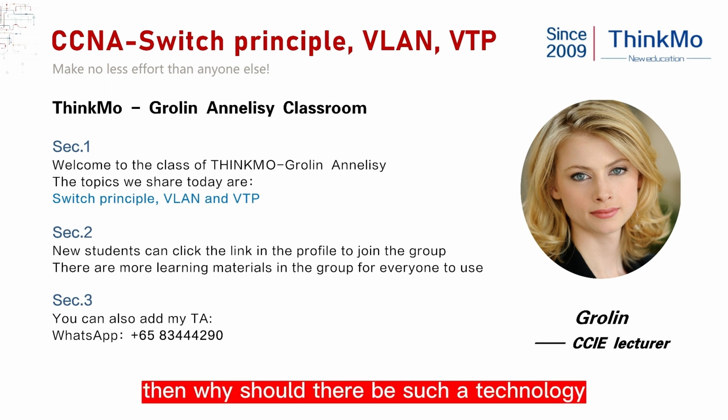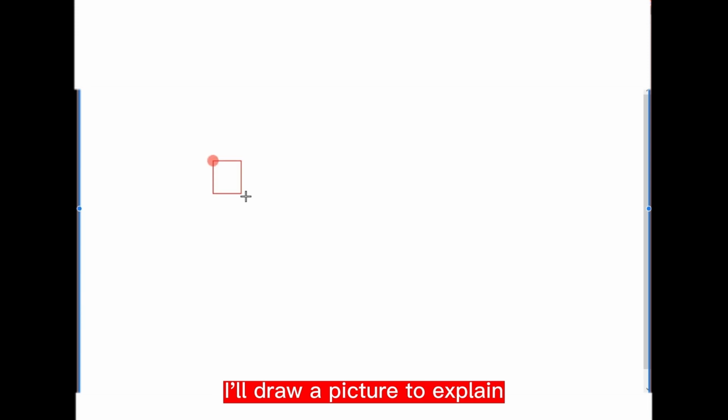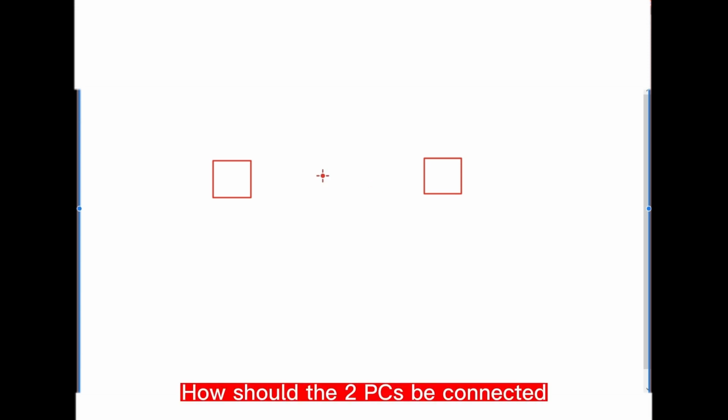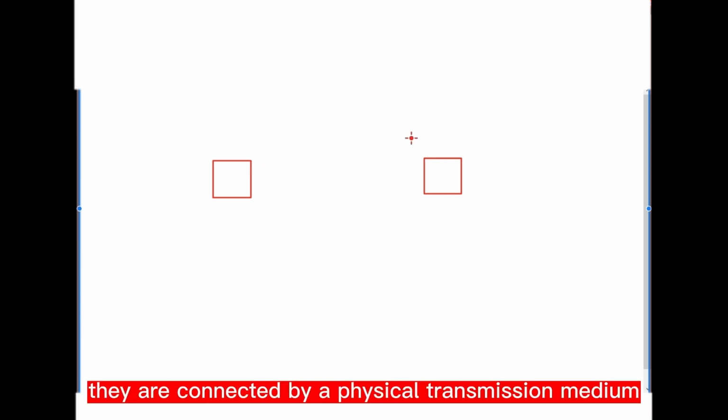Then why should there be such a technology? Including how the switch has evolved. I'll draw a picture to explain. Assuming these are the original two PCs. At the beginning, how should the two PCs be connected? It is known that when a device wants to transfer data with another device, they are connected by a physical transmission medium.